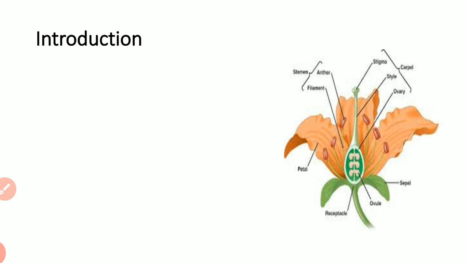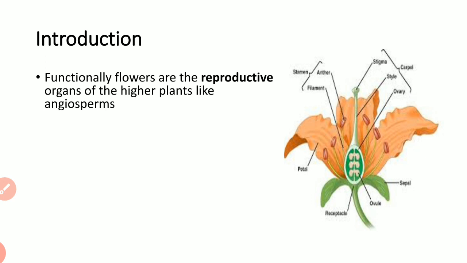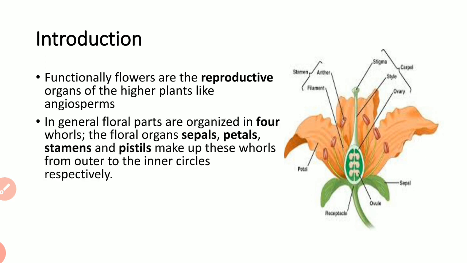So first of all, we study the introduction and the definition of the flower. Basically, flowers are the reproductive organs of higher plants like angiosperms. Okay, flowers are the plant organs which directly take part in reproduction. In general, floral parts are organized into four whorls. There are four whorls in a complete flower.